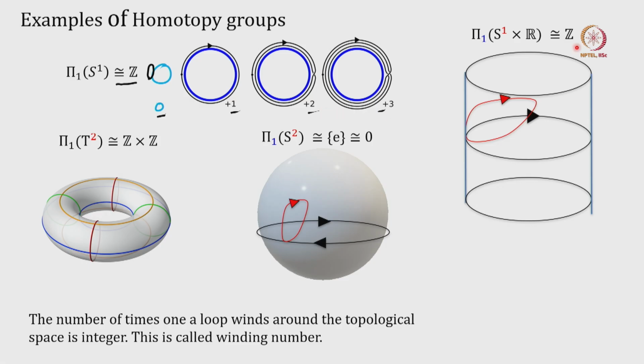And this is in contrast to a torus. The torus has S1 cross S1. So now you can have a loop that goes like this, and you can have a loop which is like this, as drawn, and for every loop you can have one more loop, and that is what Z cross Z means. So, this is topologically distinct.